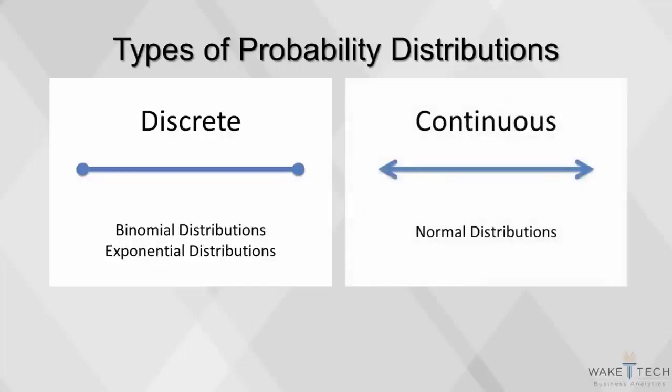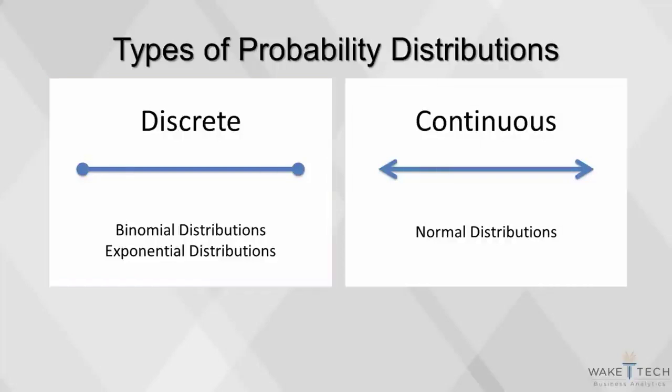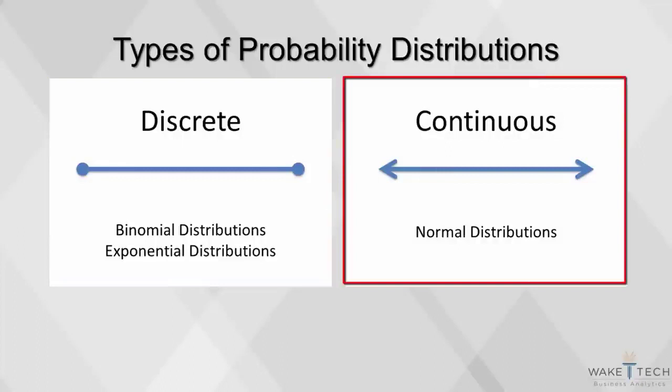A probability distribution visually summarizes the probabilities associated with all possible events for a variable. We will focus on three probability distributions that are commonly used in explaining real-world events. Binomial and exponential distributions are used with discrete data, while normal distributions are used with continuous data.